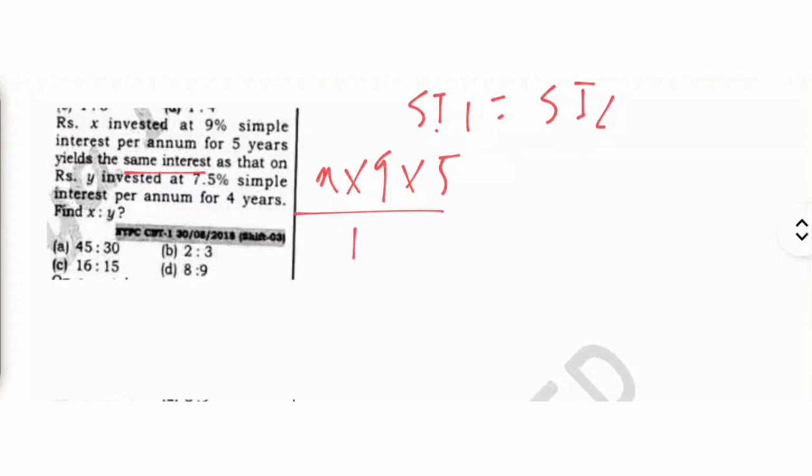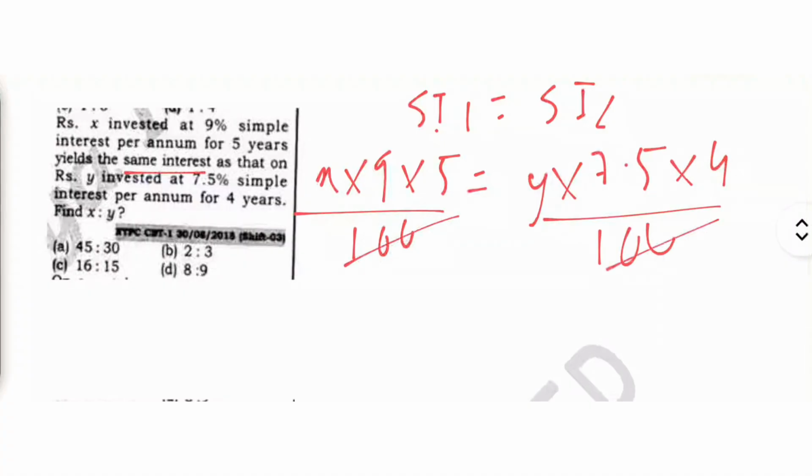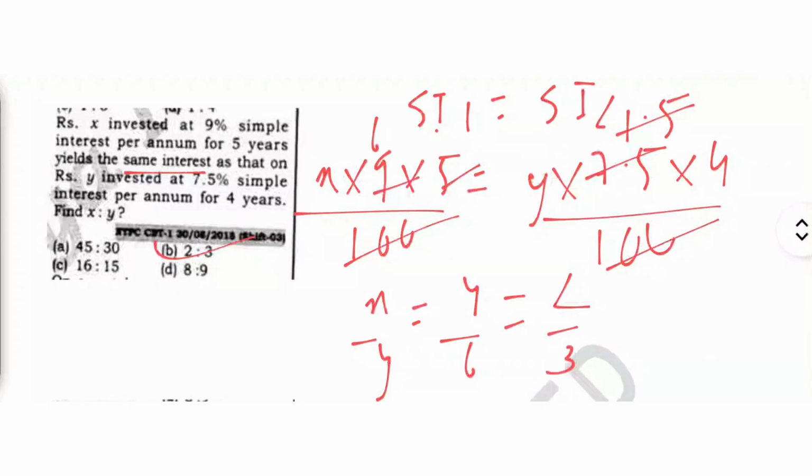X invested at 9% simple interest per annum for 5 years yields the same interest, that means the same simple interest, as that on Y. So simple interest 1 equals simple interest 2. So X invested, let this amount be X, into 9 into 5 upon 100 equals Y into 7.5 into 4 upon 100. This and this will get cancelled. 5 ones are 5, 1.5 into 6... So x upon y is nothing but 4 by 6, which is 2 by 3. Option B, simple.